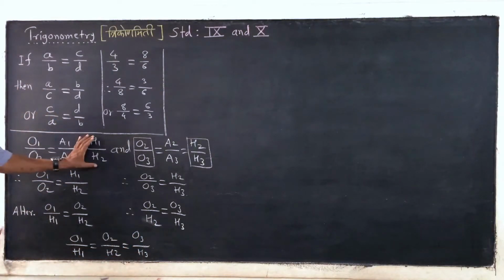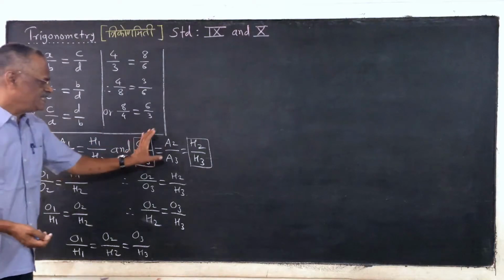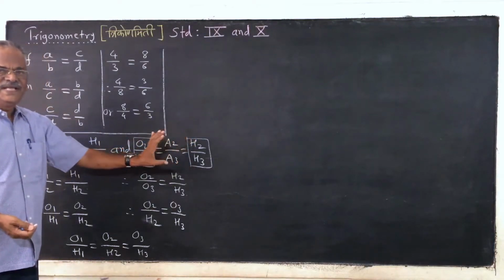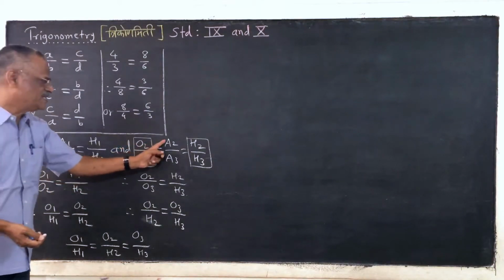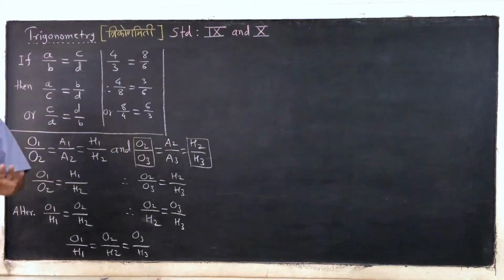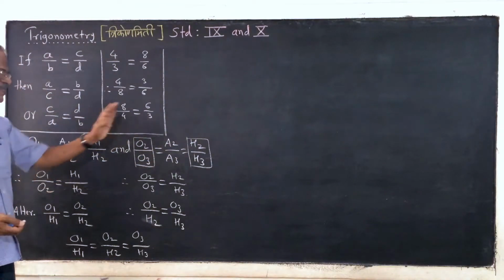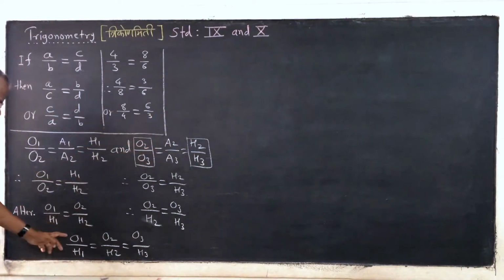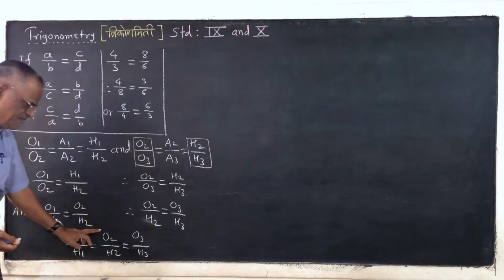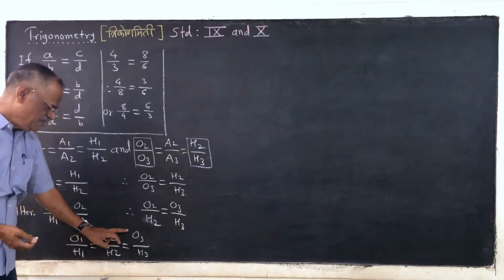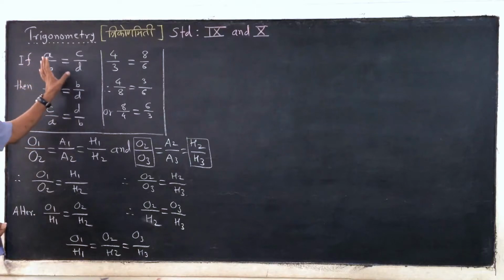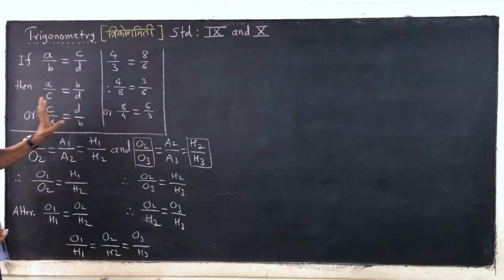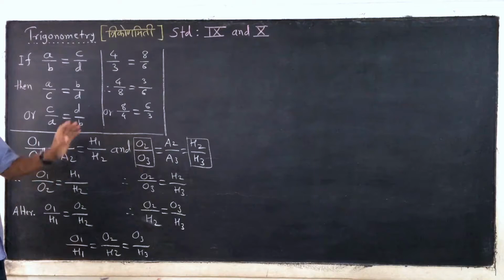So when three different ratios are equal there, and if O2, A2, H2 are common numbers there, we are getting this result. What is that result you are getting? O1 upon H1 is equal to O2 upon H2 is equal to O3 upon H3. So this is by using two equal ratios and by using alternative.